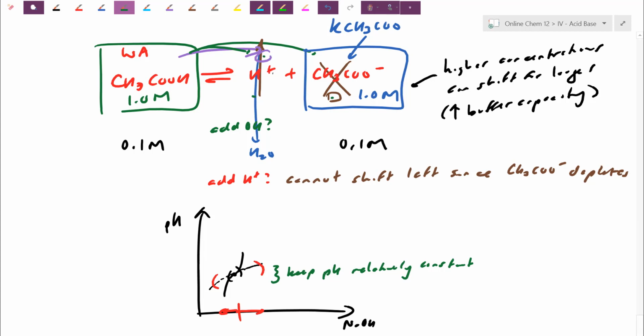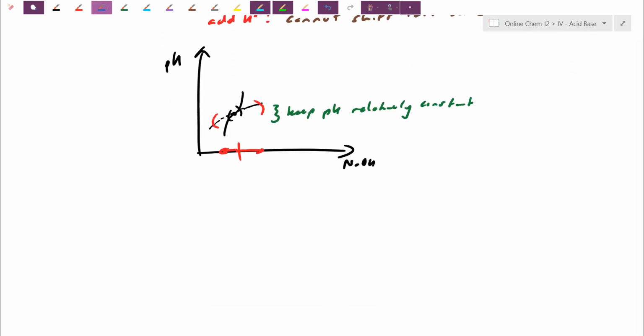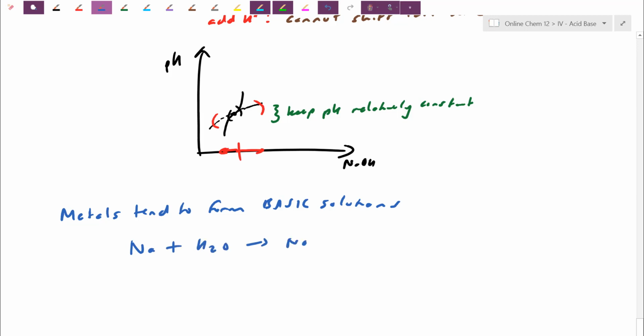We calculated what was the pH jump, and basically we saw that it was very, very small. There was a sort of side section on oxides. Pretty much from that section, all you need to remember is metals tend to form basic solutions. So even if I had just plain old sodium in water, this tends to form sodium hydroxide.